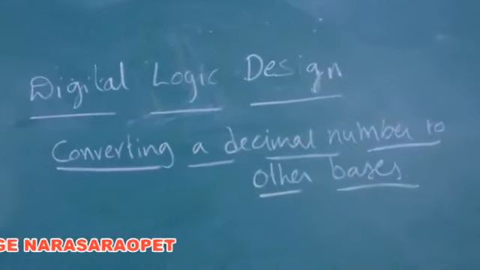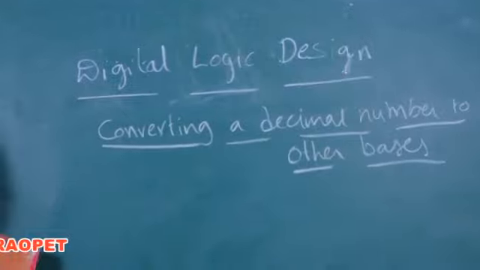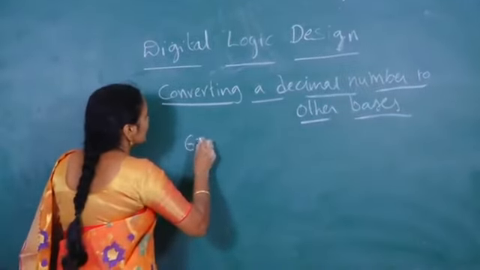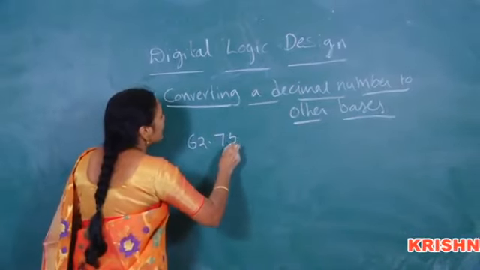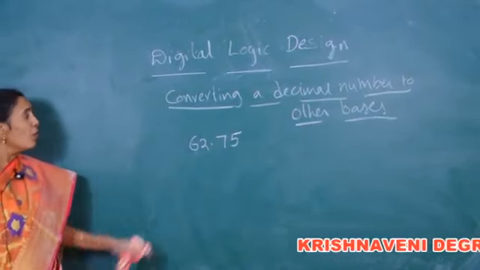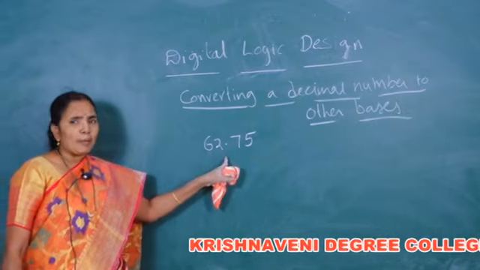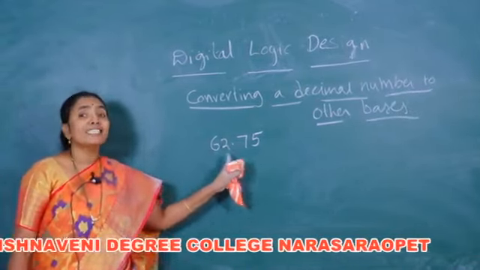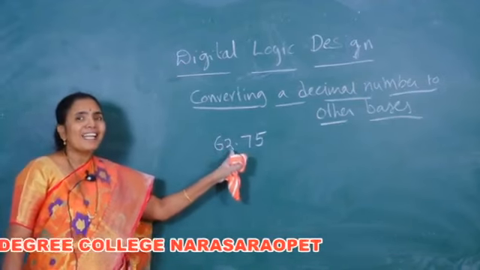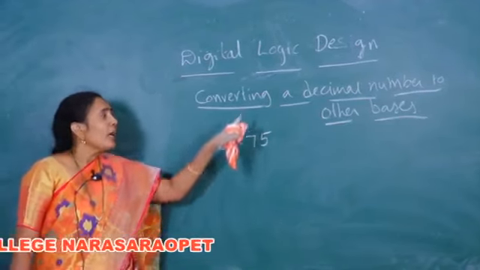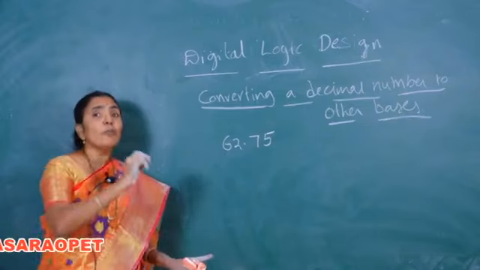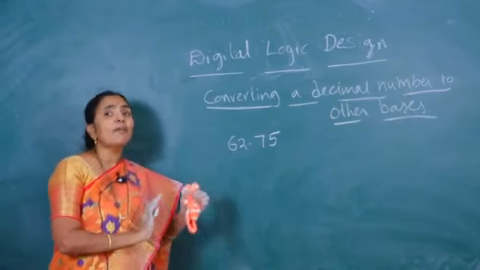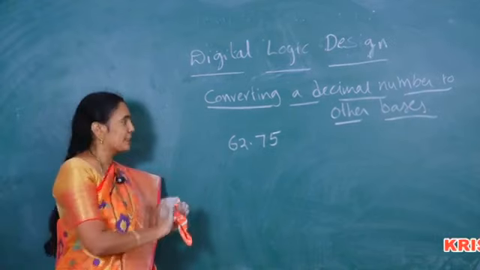Convert a decimal number to the other bases. Let us take a simple example of a decimal number, that is 62.75. Here, for only a decimal number system, there is no need to mention the base. By default, it is understood that it is a decimal number. For the other bases, you have to mention the base. That is, the base is nothing but the number of symbols used in that number system.